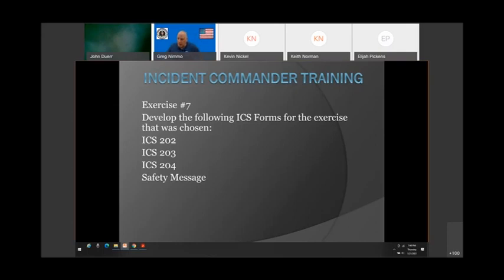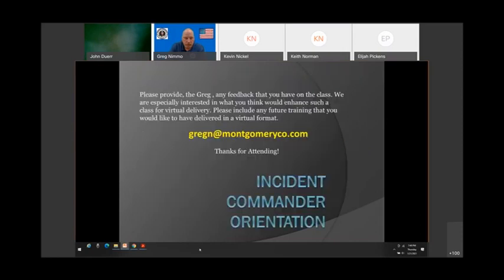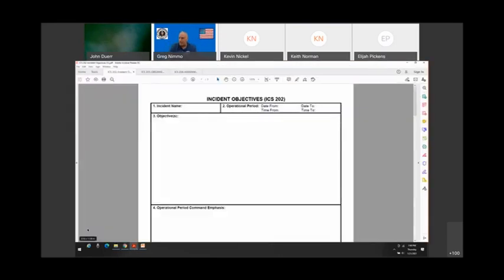Good evening, everyone. Let me get the computer up here. We're going to go over the ICS 202. If I can get there we go. Got it. Get the ICS 202 form.